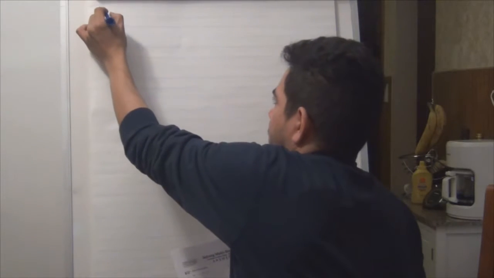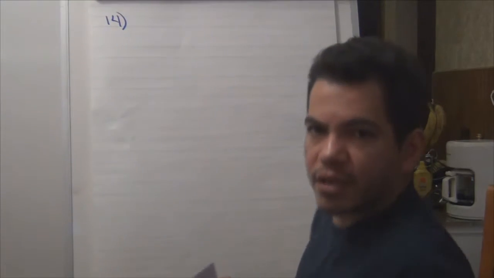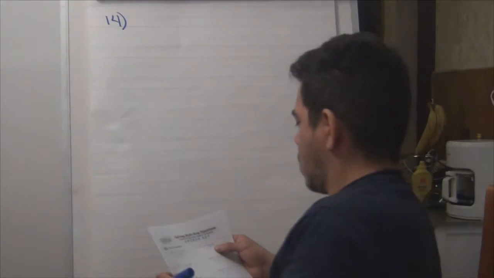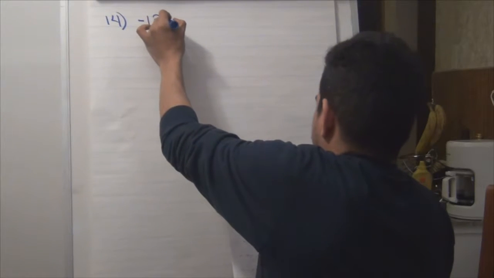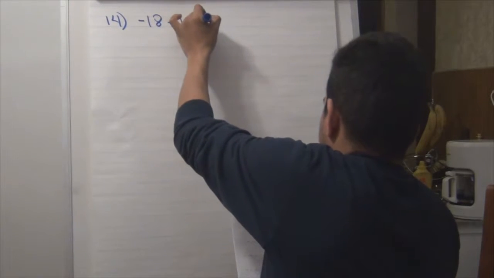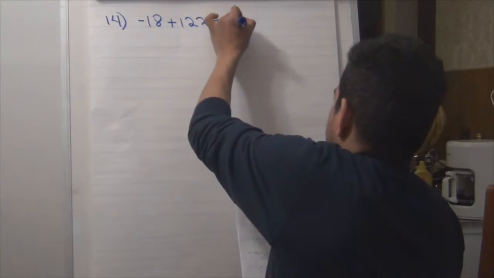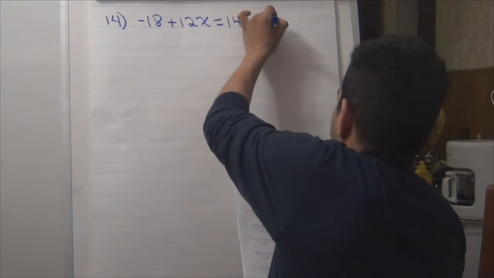So, we did one-step equations, two-step equations. Now we're gonna do multi-step equations, and here I might have to start giving you the golden rules to solve linear equations. Okay, so we have, what was the number again? 13. Okay, so this is 14. Can you see that 14? Yeah, you can see the 14. Okay, so we have -18 plus 12x equals 14x plus 44.